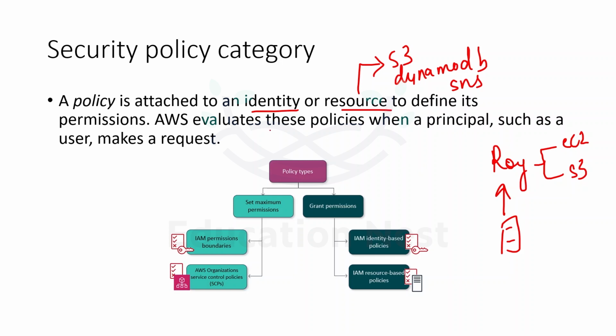So AWS will evaluate this policy when any principal, such as a user, makes a request. What can be a principal? Any service user, any federated user can be a principal over here. There are two types of policy: the first allows us to set the maximum permissions, and the other type allows us to grant the permissions. So first is identity based policy and second is resource based policy, for granting the permissions. We'll be discussing both in depth, and we are also going to discuss SCP in our next coming topic.